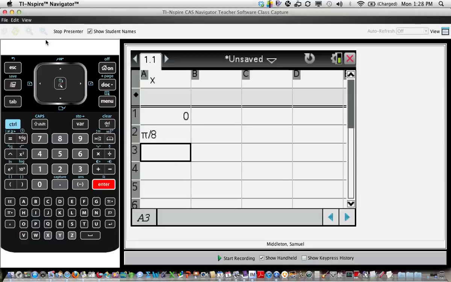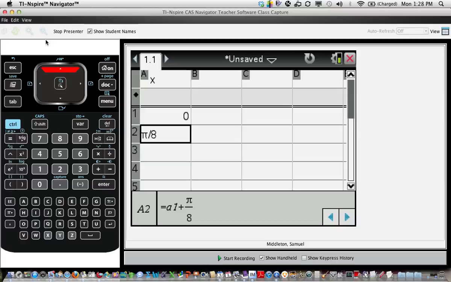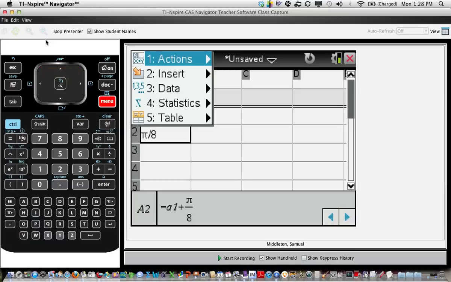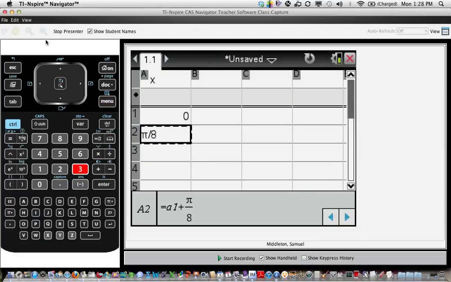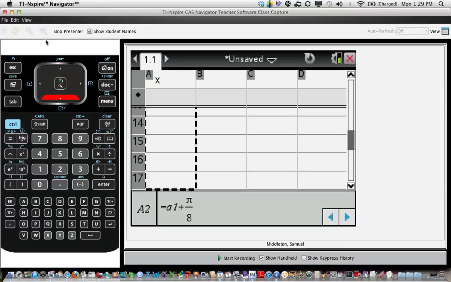Now arrow back up to that, and we want to fill that all the way down. So highlight the pi/8 cell, go to menu, go to data, and go to fill. Now it highlights that column, and we're just going to down arrow. We need 16 pi/8s, that'd be 2 pi, right? And when you count 0, I think row 17 is where we need to go. So go all the way down to 17, because we need 16 pi/8s plus the 0. So hit enter.